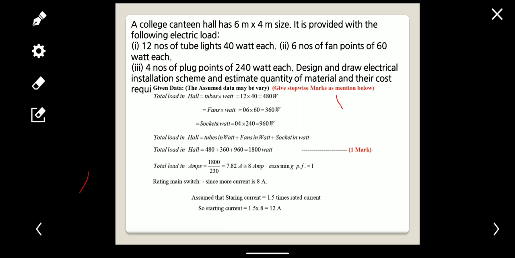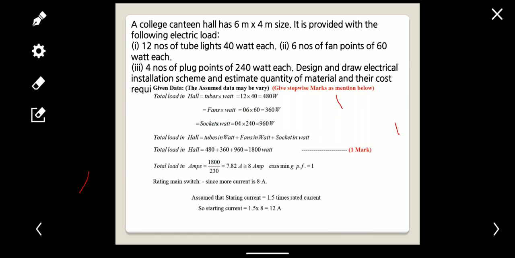So first find out the total load. Total load in watt is equal to tubes into watt, that is 12 tubes into 40 watt is 480. Then fans into watt is equal to 6 into 60, which is 360 watt. Then sockets into watt is equal to 4 into 240, that means 960. Then total load in hall is equal to tubes plus fans plus sockets in watts.